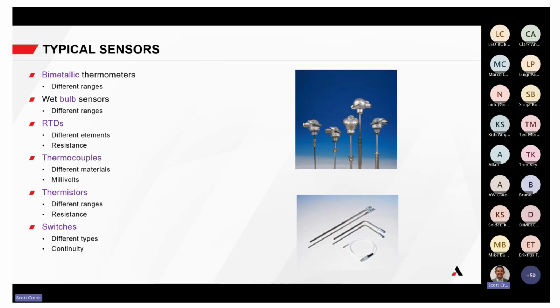As we talked about very early on, for the bimetallic, you're going to read the dial. Wet bulbs, you might be looking for a dial indication or a function. RTDs, you're looking for a change in resistance. Thermocouples, change in voltage. Thermistors, change in resistance. And switches would be a change in continuity across the switch as it changes state.